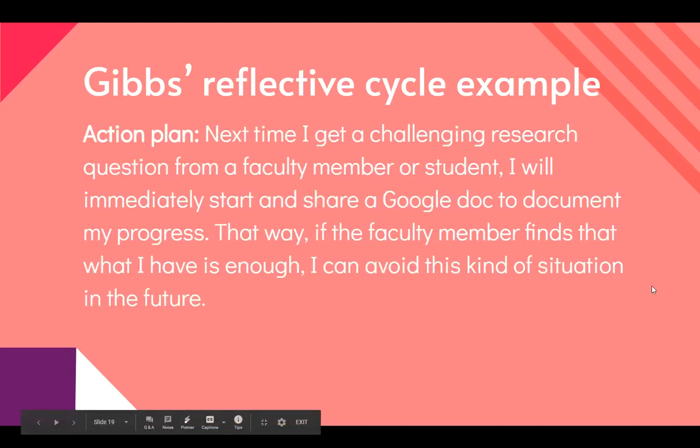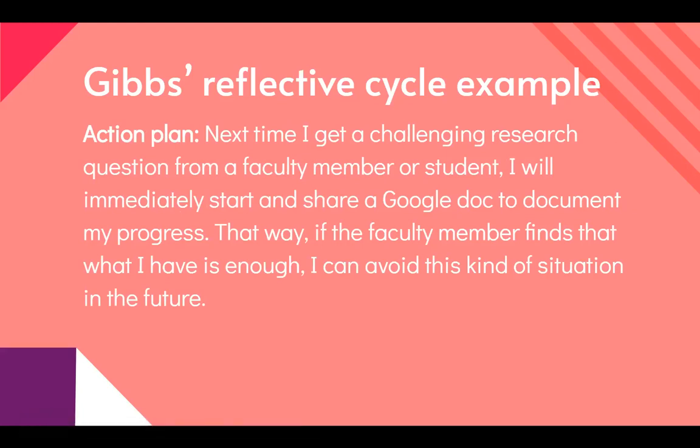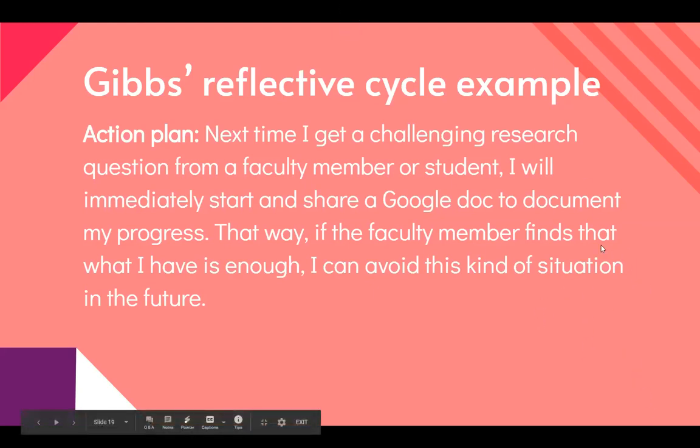Based on that, my action plan is that next time I get a challenging research question from a faculty member, student, anyone who's asking for research help, I'm going to immediately share the Google Doc. I usually do start a Google Doc anytime I am given a tough research question to deal with because I like to track my process. In my action plan I'm trying to commit to sharing that doc immediately with the faculty member. That way, she might have said, oh, this is perfect, and I would have saved myself a lot of time and anguish. Anguish seems too strong, but there were moments of anguish.